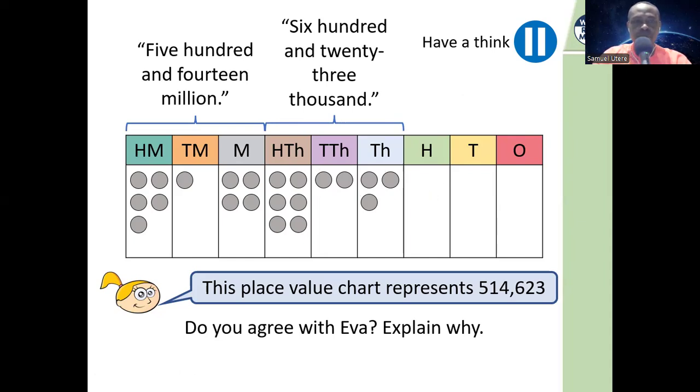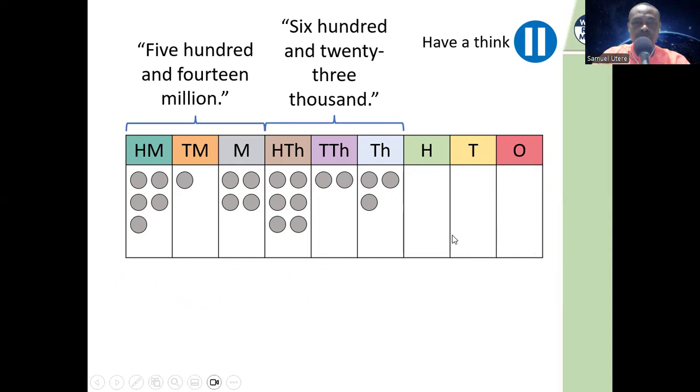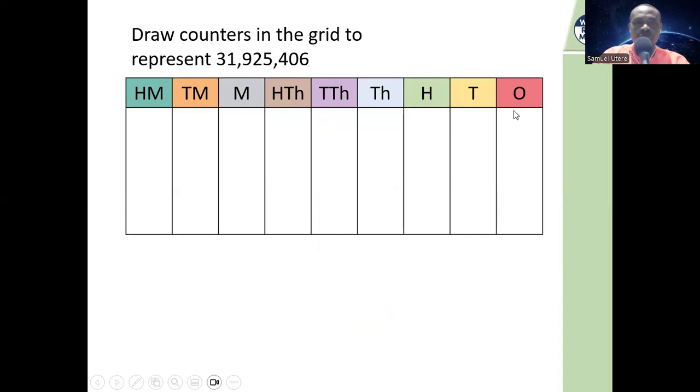Remember what I said? Have you noticed the way we write the numbers in groups of 3? We could have used 0 in those places where there were no counters. And that's how our number should be: 514,623,000. Okay. If you were asked to draw counters to represent this number, how would you do it?